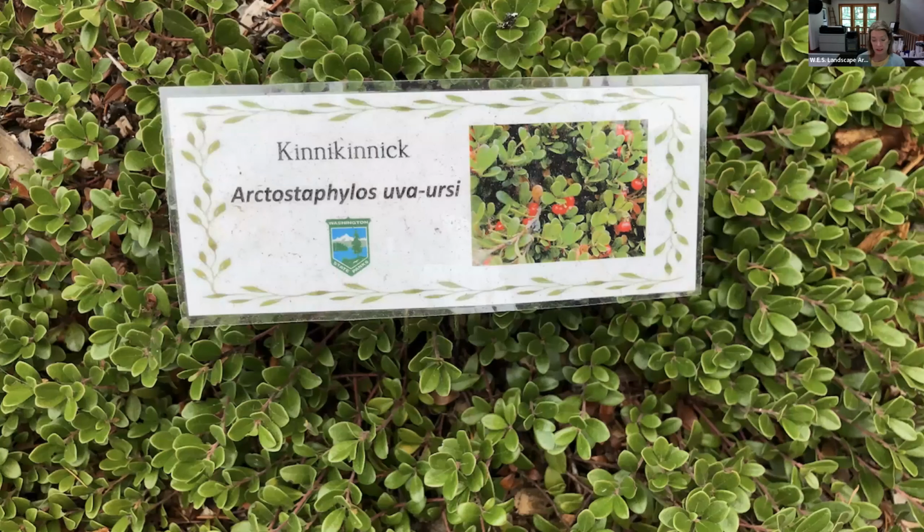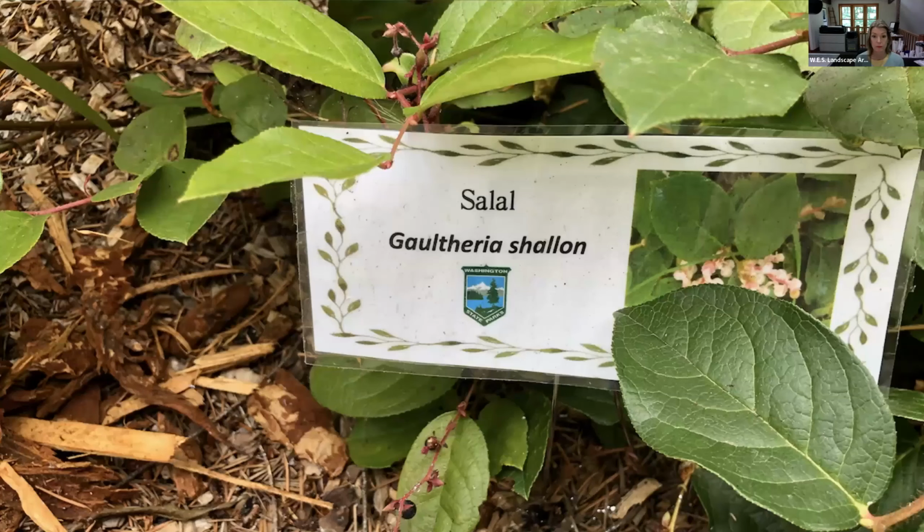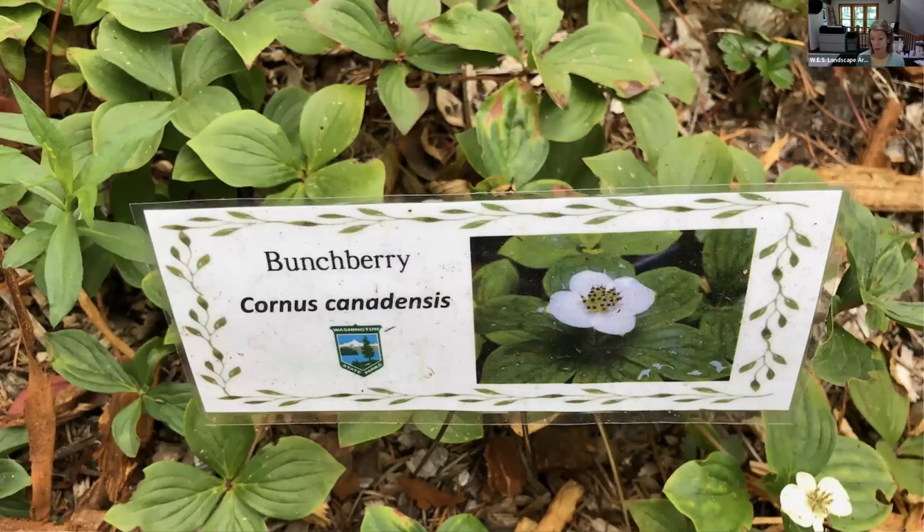Arctostaphylos, kinnikinnick, is a good ground cover if you want to smother weeds, keep weeds down and not have to water. It's easy. And this is Maianthemum, which just smells so wonderful. And it just dies down to the ground. And there's several different native Maianthemums. Gaultheria, the salal. A lot of you are familiar with that. The bunchberry, the Cornus canadensis, it wants a nice shady spot, and it has beautiful fall color.